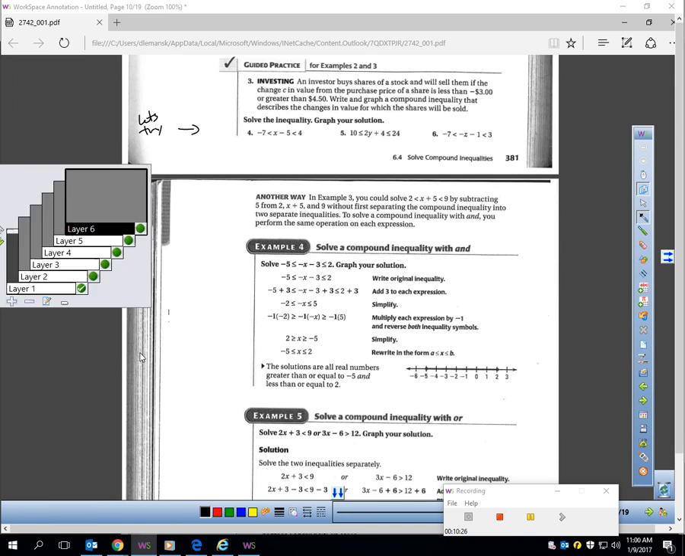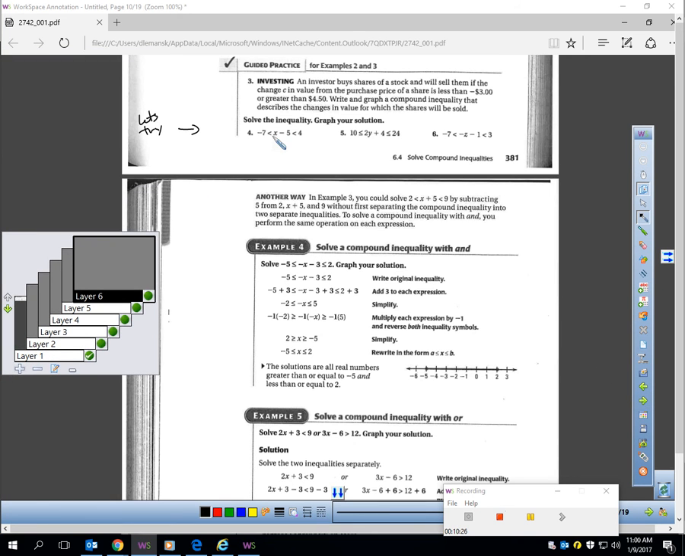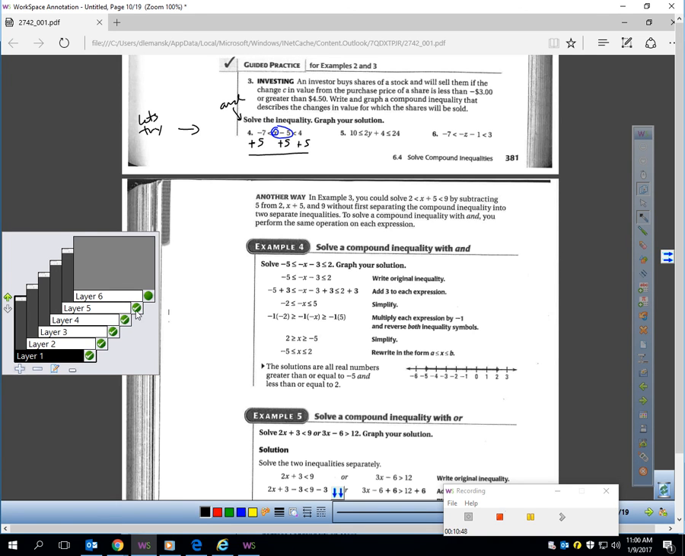Let's try one here. -7 less than x minus 5 less than 4. Do you notice this is a triple inequality? This problem is definitely an "and" problem, number 4. Let's solve. I've got to get rid of -5, so I drew my onion. I'll add 5 to the middle, add 5 to the left, and add 5 to the right. And when I do that, I get -2 less than x less than 9.